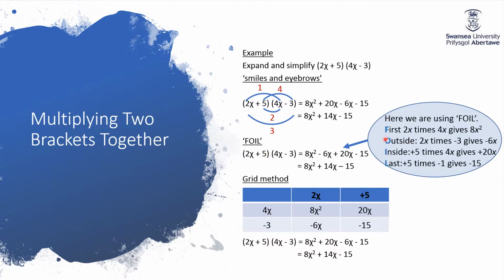So FOIL: first, 2x here, 4x here; outside, 2x, minus 3; inside, 5, 4x; last, 5, minus 3.